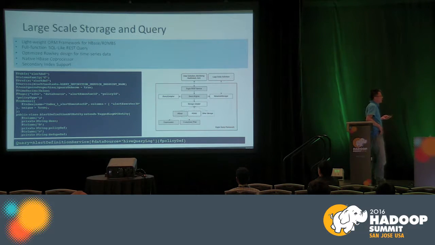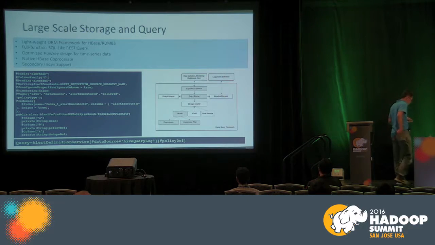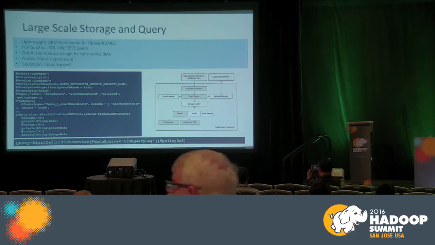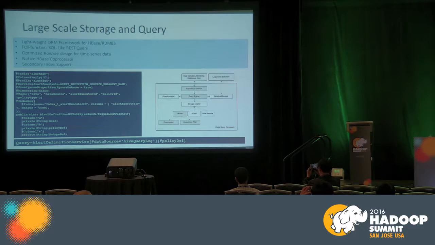So the next step is about the storage and the query. I will go through this a little bit quickly. Basically, we define some kind of ORM framework on top of HBase, in a way similar to JPA annotations, so that we have a table or column family, and we support the secondary index. If you specify this index annotation, we will create a secondary index table for that. And the query, like this one, is actually a service here.